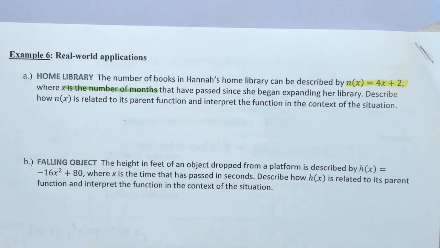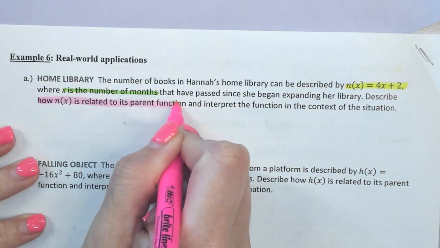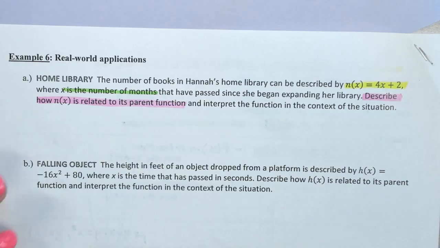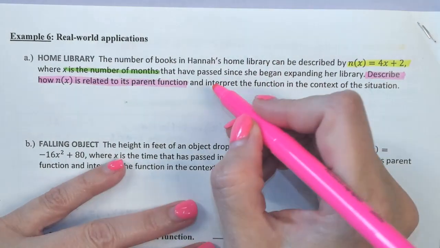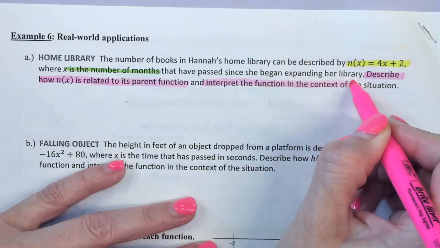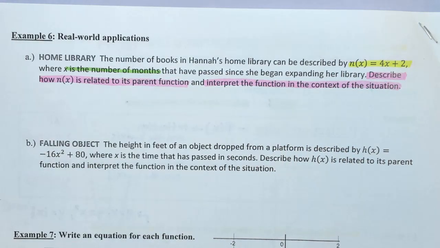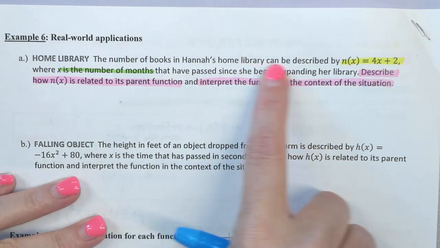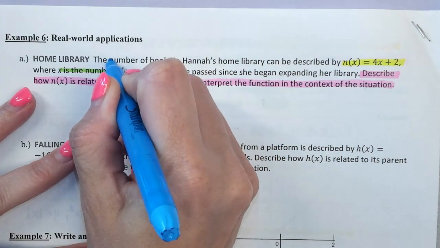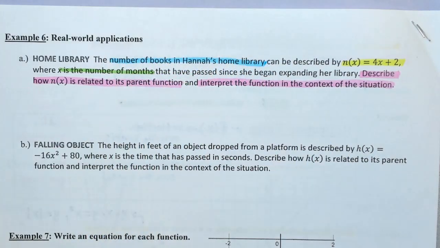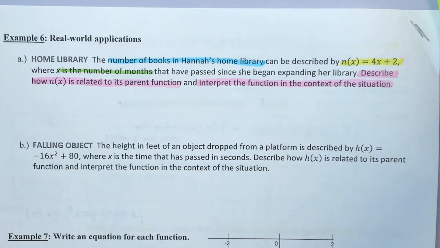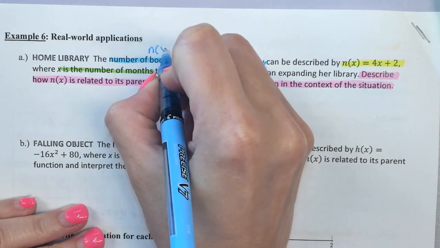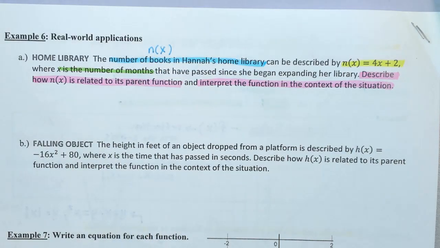We're going to have to describe how this function is related to the parent function, which we did yesterday. And then we're also going to have to interpret the function in the context of the situation. One other thing that we should make note of is what your equation represents. It tells you the number of books in her home library. So keep in mind this is representing the number of books in Hannah's home library. That is the n of x for your output.